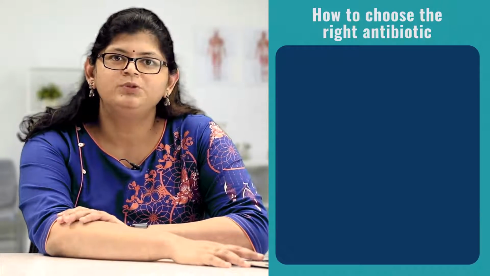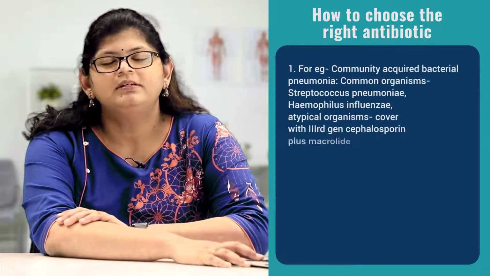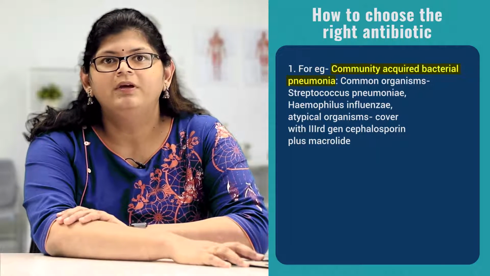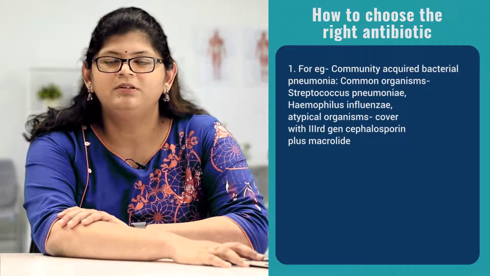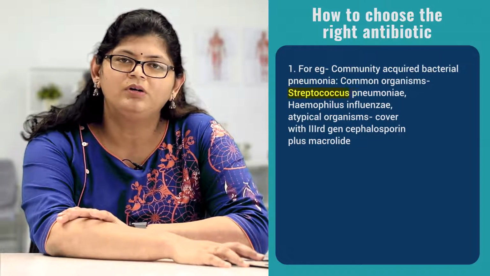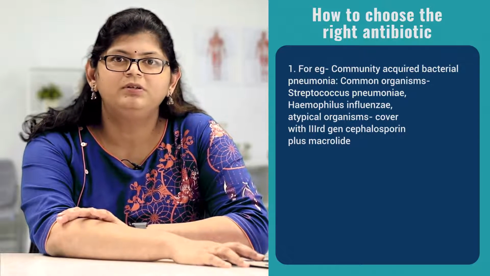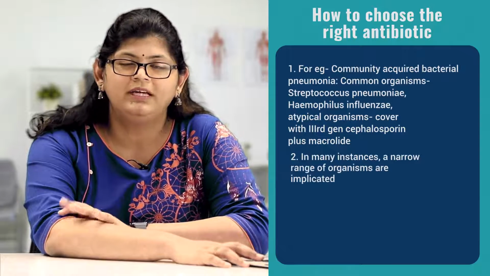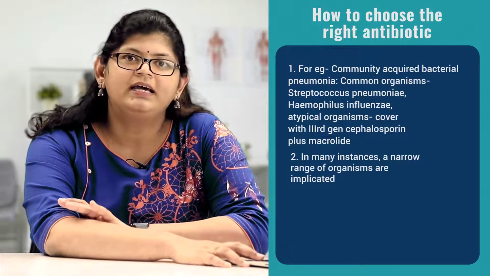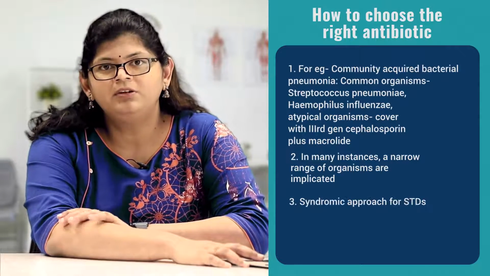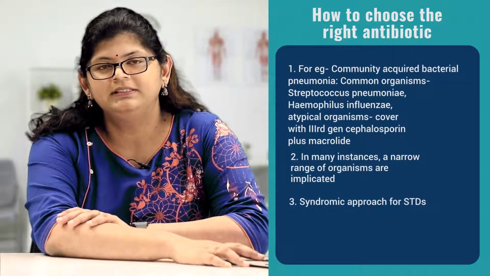So how do we choose the right antibiotic? There may be two kinds of situations that we're faced with. One is the common syndrome from the community, something like a community-acquired pneumonia, where you know the range of organisms that causes this syndrome. For example, a community-acquired bacterial pneumonia is most commonly caused by Streptococcus pneumoniae, which is usually susceptible to the third-generation cephalosporins. There also may be other atypical organisms that are causing atypical pneumonia. For these, you can just add a macrolide to the mix and you're safe with this. Similarly, you have a syndromic approach to treatment for sexually transmitted diseases.